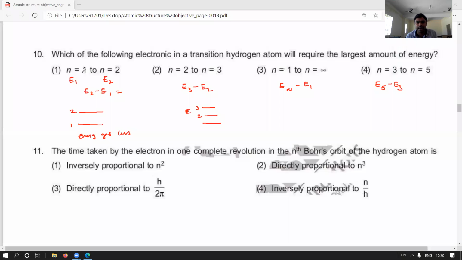So compare that 1 and 2: 1 is more energy. Now come to 1, 2, 3, 4, 5, 6 up to infinity. This energy gap is more. Energy gap is more. Now 5 to 3, the energy gap.